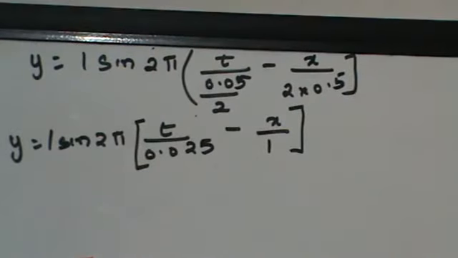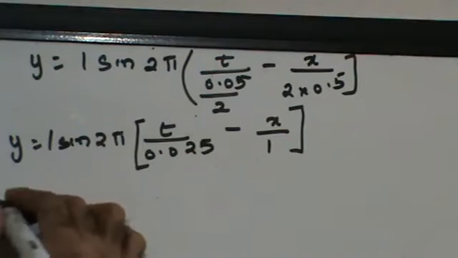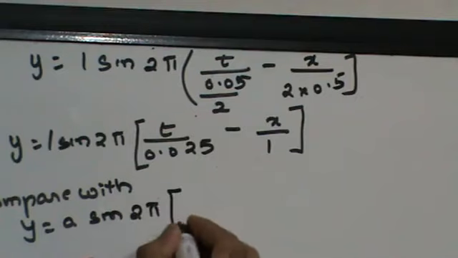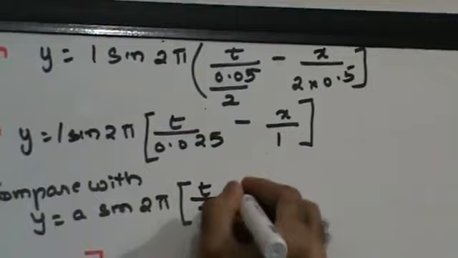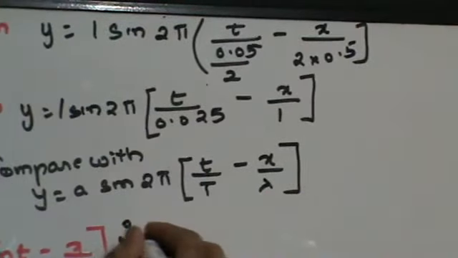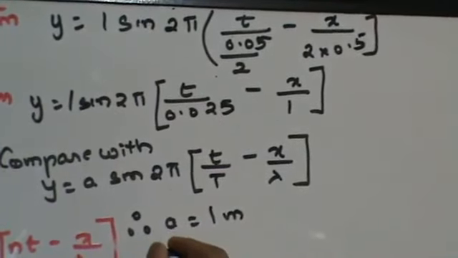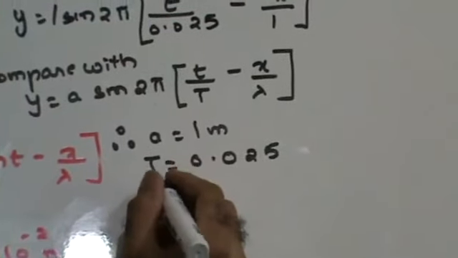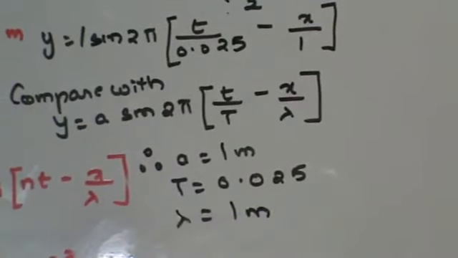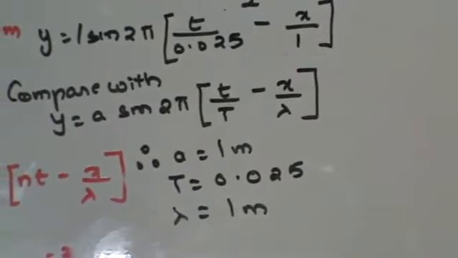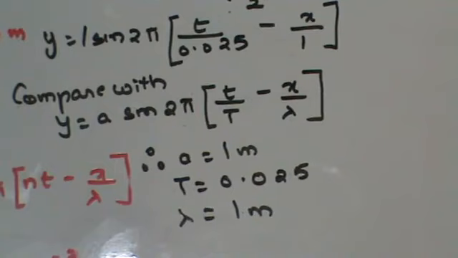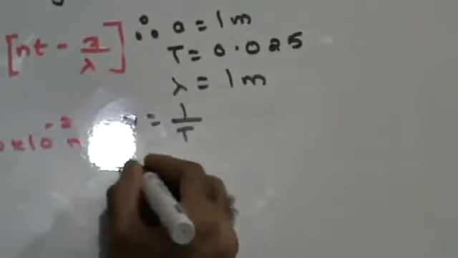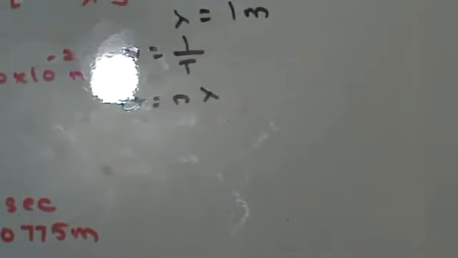Once I have this equation ready, I can compare with y is equal to a sine 2 pi (t by T minus x by lambda). So if I compare, I'll get amplitude is 1 meter because everything is in SI units. Time period is 0.025, and lambda is 1 meter. Now they've asked me to find the amplitude, we already found out. Frequency is 1 upon T. Wavelength we've already found out, right? And velocity v is equal to n lambda. I know n, I know lambda, I should be able to get that, right?